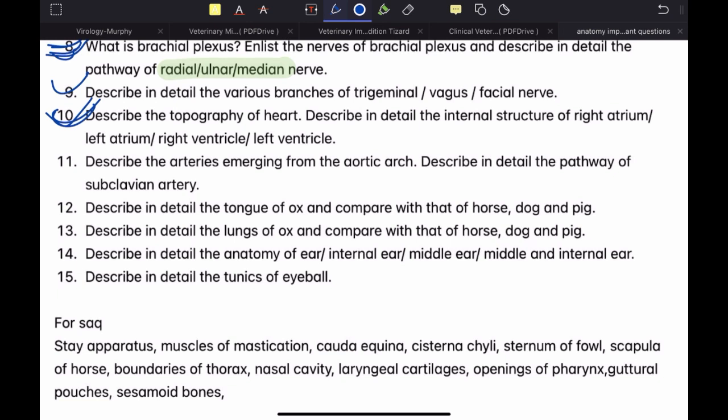So most of the time they ask about the internal structure of right atrium. So if you don't have time, then I'll suggest that you start with the right atrium only. Okay, memorize the internal structure of the right atrium, all these openings, all the important structures. Left atrium, right ventricle, and left ventricle are not so much common. You'll rarely see them in the exam.